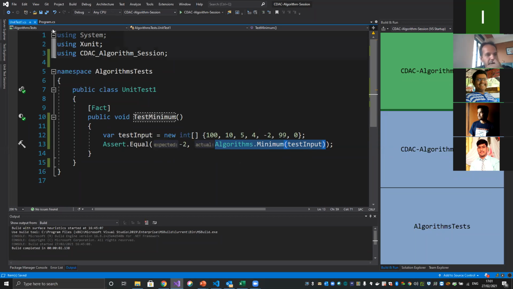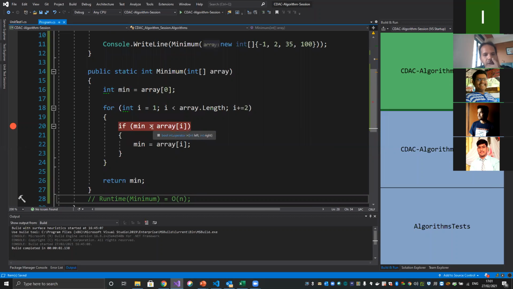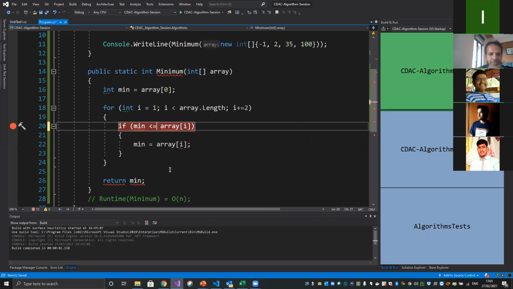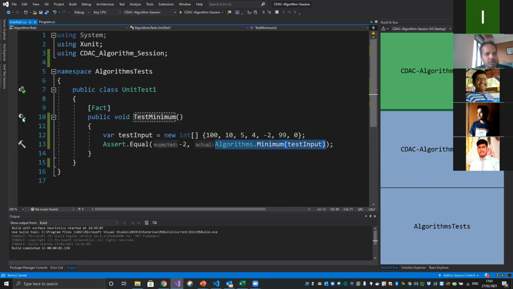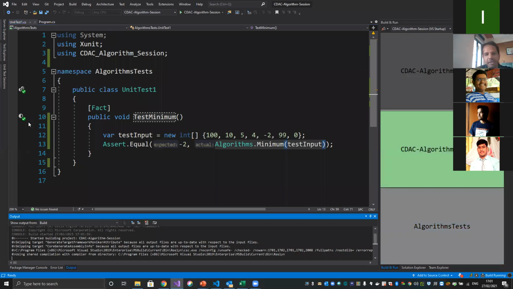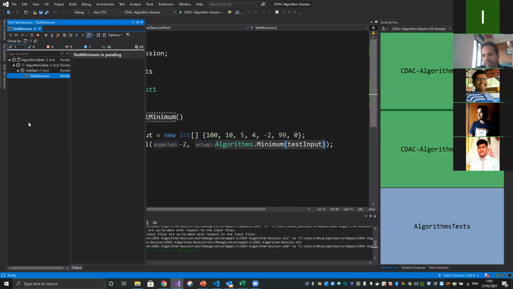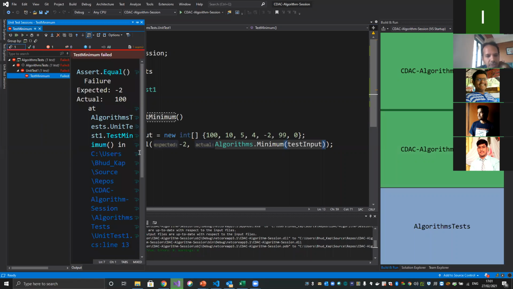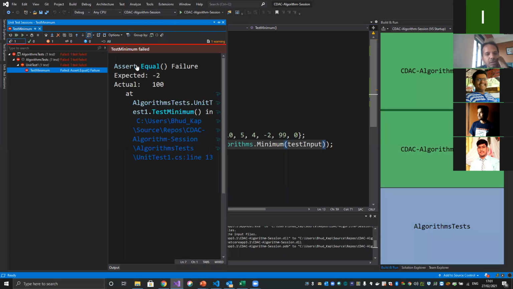Let's say we make a small change in our code, and we actually make it fail this time. And we run this test again. This time it should tell me that your expected value was -2, but what I really got back is something else. You see, it says assert.equal failure. That means this equal condition, this equal function, did not pass.